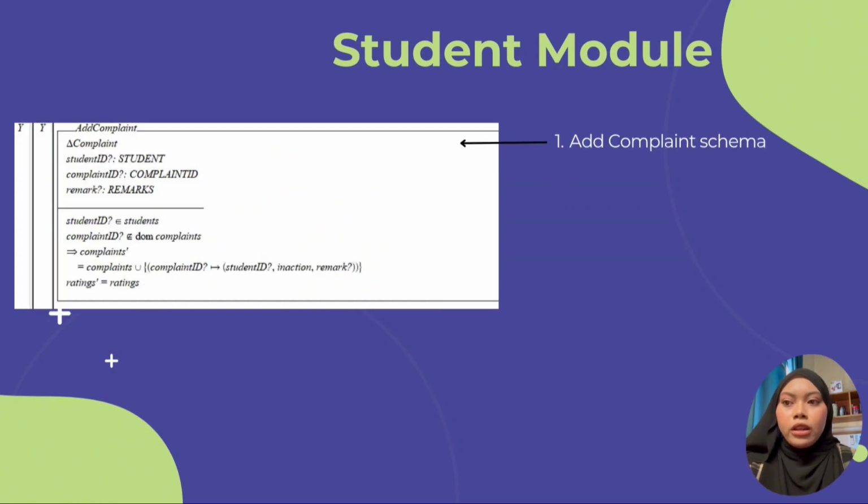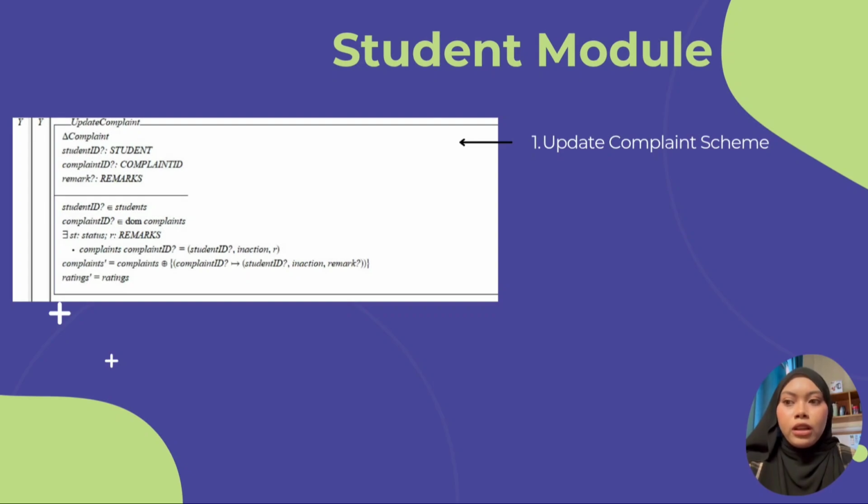For add complaint, the add complaint operation allows a student to submit a new complaint. It requires input of the student's ID, a complaint ID, and remark. To proceed, the student must exist in the system, and the complaint ID must be new. If valid, the complaint is stored with a status of in action.